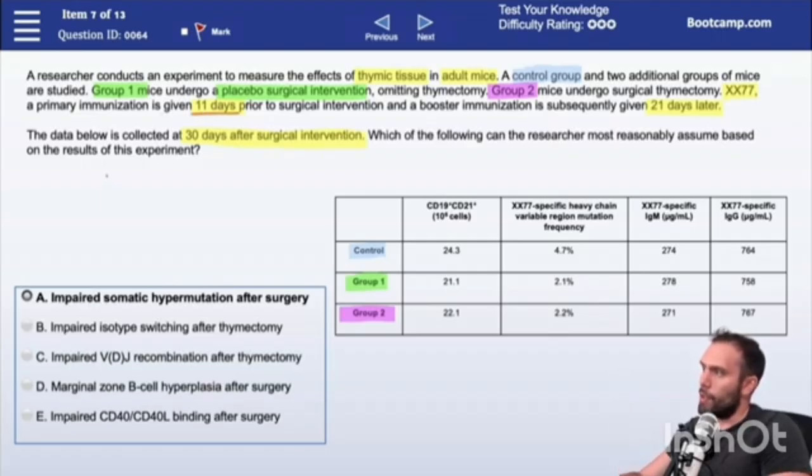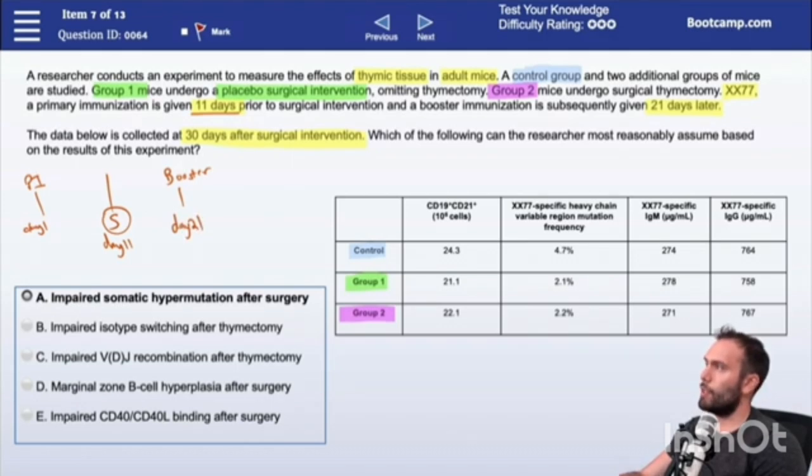So let's just write this out. Here's the surgery, right? They gave the primary immunization here. Let's say this is day 1. Let's say that this is day 11. And I'm assuming this booster is given 21 days after the primary, so we can just say day 21. Just to give us an idea. Now, the data below is collected at 30 days. So the data is collected at day 30. This is where the data is collected from. This is the data in this table here.